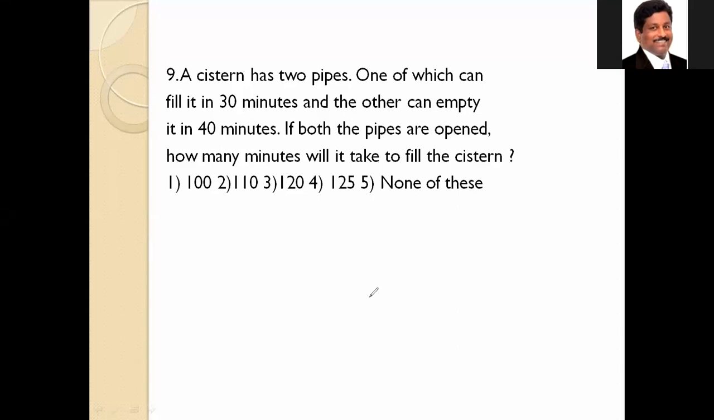So one full, one empty means product by difference. 30 into 40 by difference is 10. 0, 0 get cancelled. 4 3 ja, 120 minutes. Option number 3 is the right answer. Four students gave the correct answer. Very good.